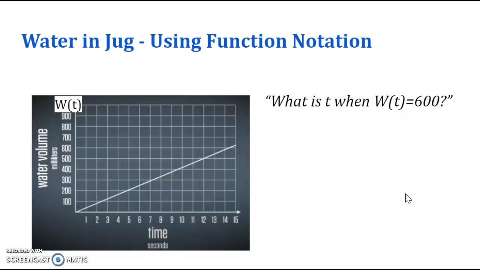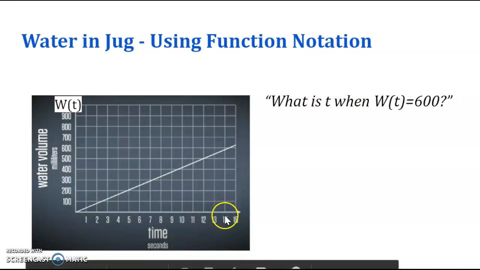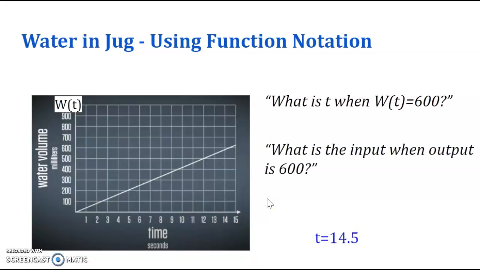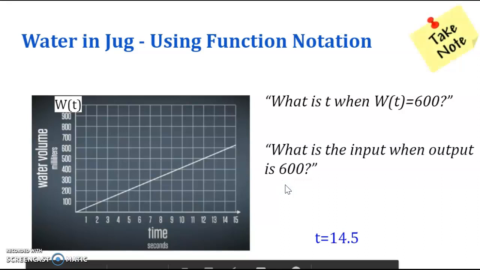Great. Alright, so then what is t when w of t is equal to 600? Okay, so we're going the opposite direction. Now we are told that w of t, the output, is 600, and we're looking for t. So we're looking for 600 going over here, and then t is a little over 14 seconds. I would say about 14.5 seconds. Okay, and please pause the video and copy this down.